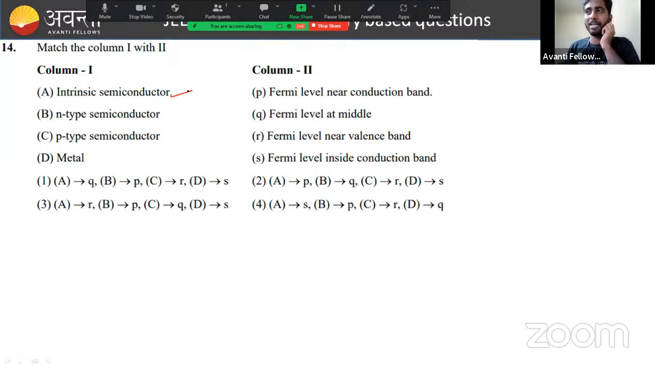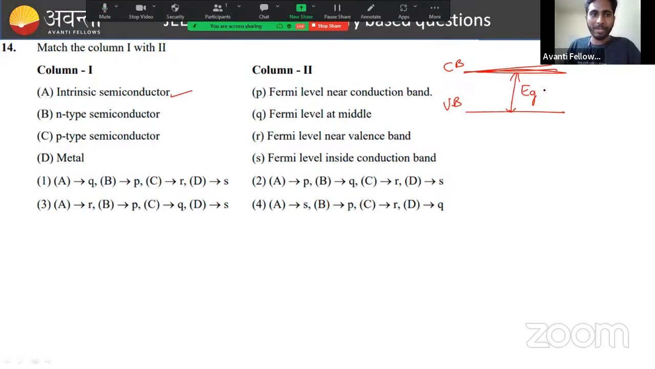We know that semiconductors are like temperature dependent conductors, right? Based on the temperature, they will conduct electric current. There are two bands here. This is the conduction band, this is the valence band. Between these two, some energy gap is there. We call this the energy gap.